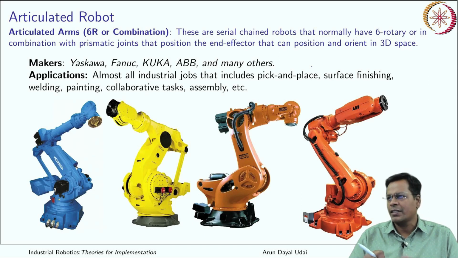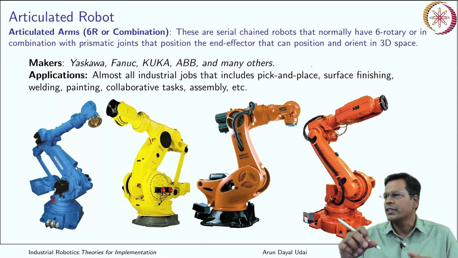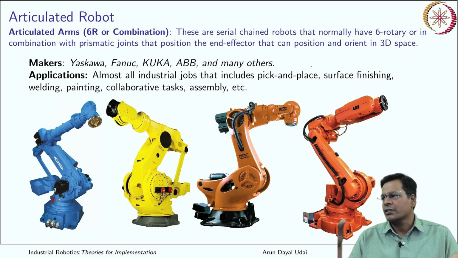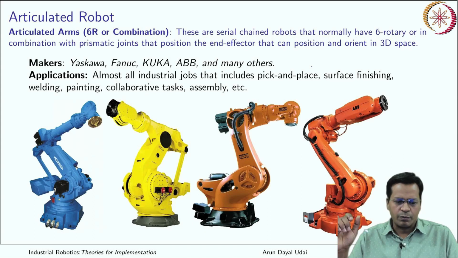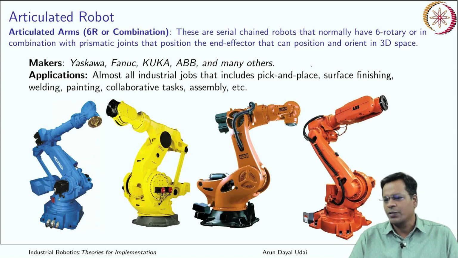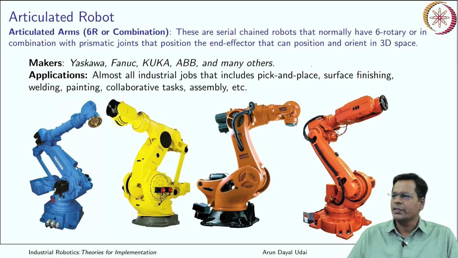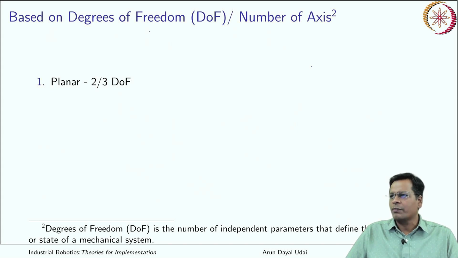Major makers are Yaskawa, Fanuc, ABB, KUKA and many others. Applications are almost all industrial jobs, including pick and place, surface finishing, welding, painting, collaborative tasks, grinding, polishing, and assembly tasks. All these can be done with this kind of robot. So this is how it looks. You need no video for this because in the first class I have shown you plenty of these robots. We'll be working most of the time on this.